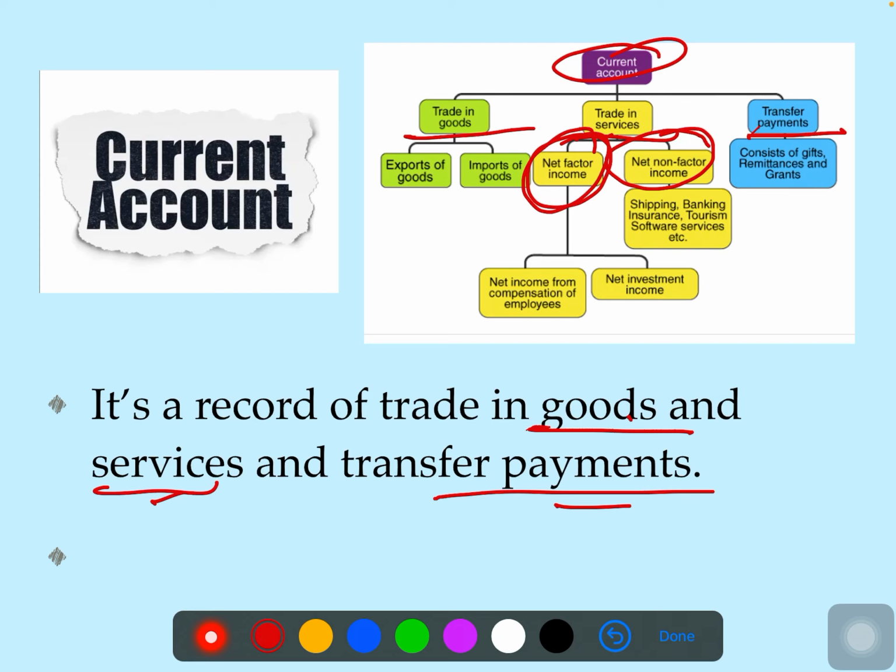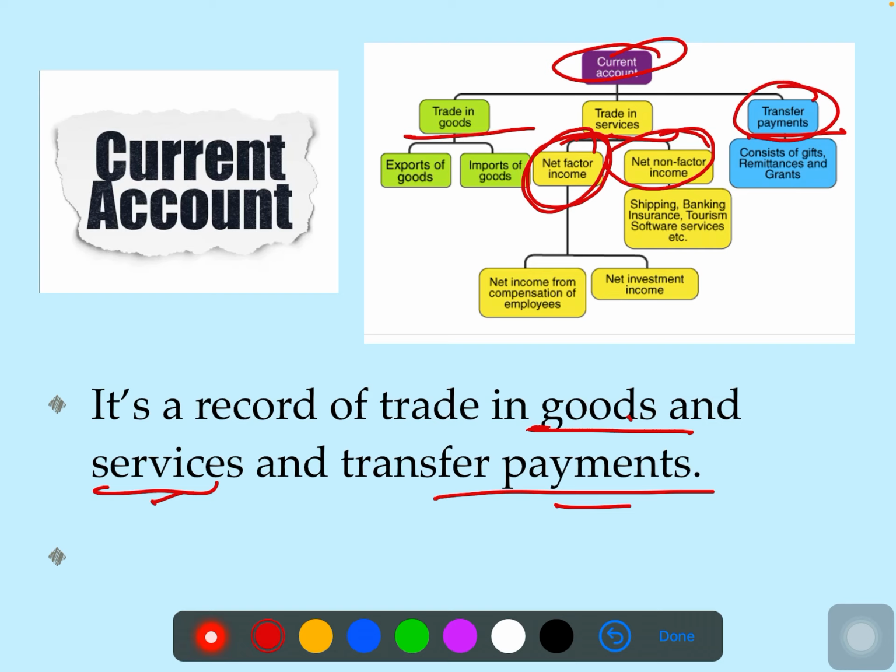On the other side, we have transfer payments. What is the meaning of transfer payments? Transfer payments are also called one-sided transactions. In that case, if I am giving you any kind of gift, there is no need to return it. That is for you. You can use it whenever you feel like.